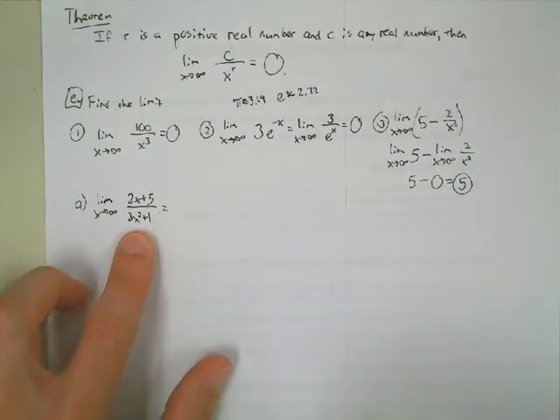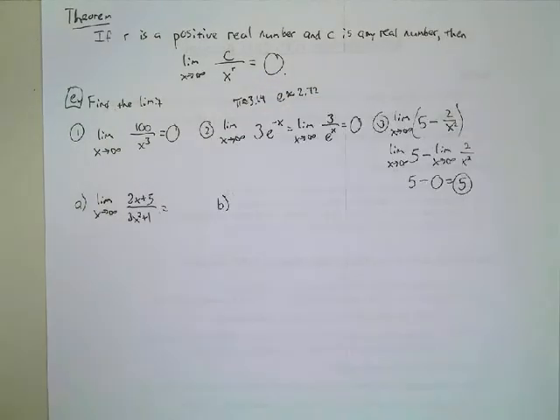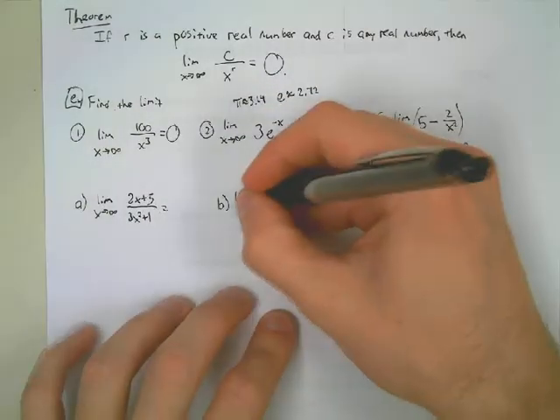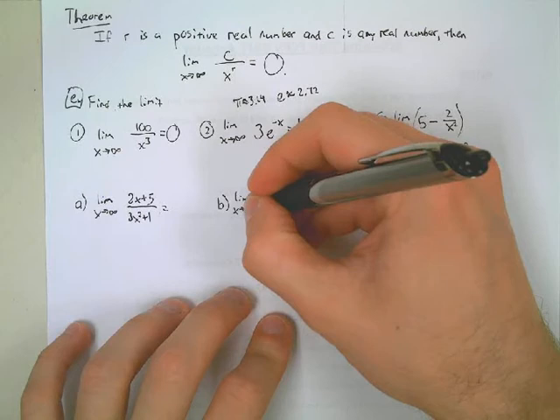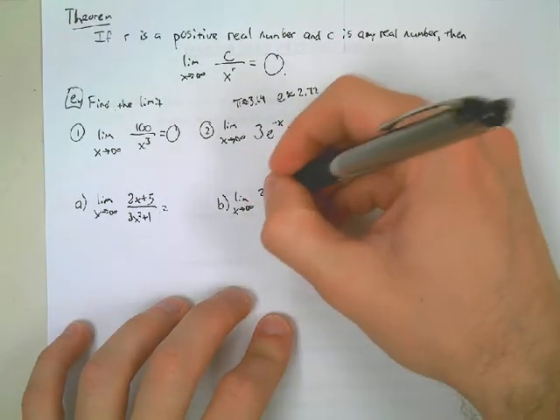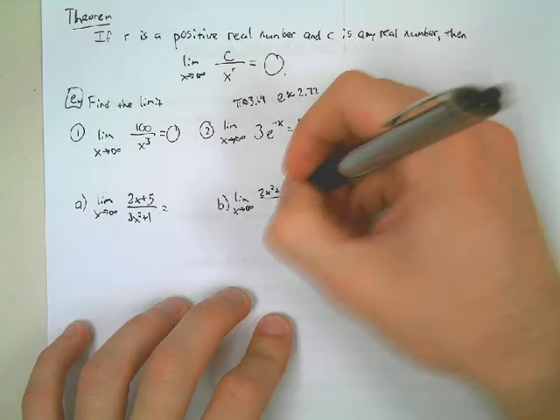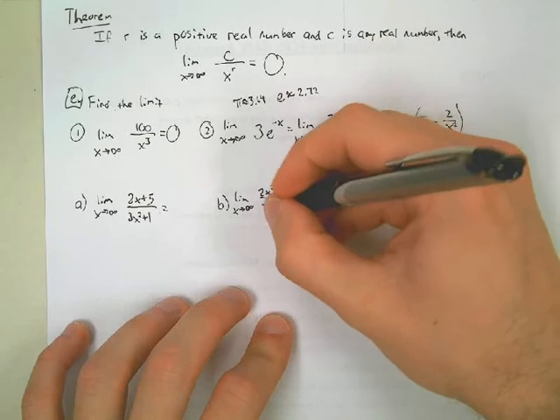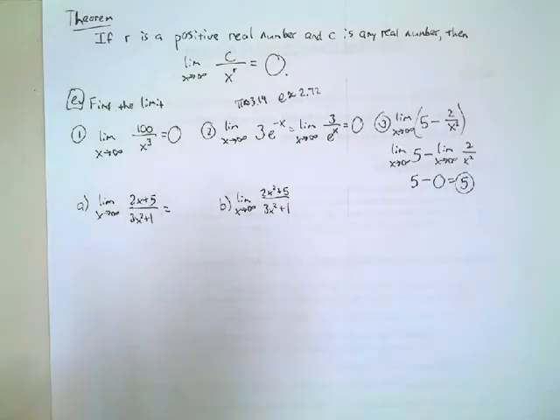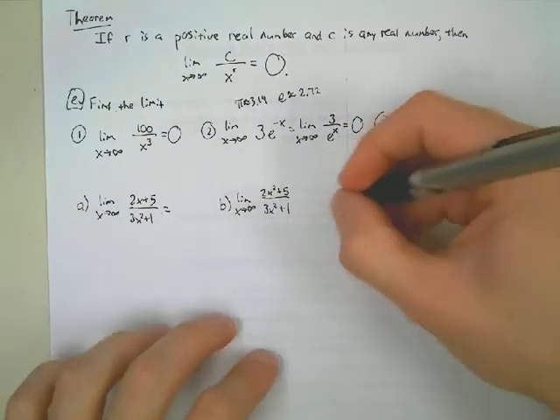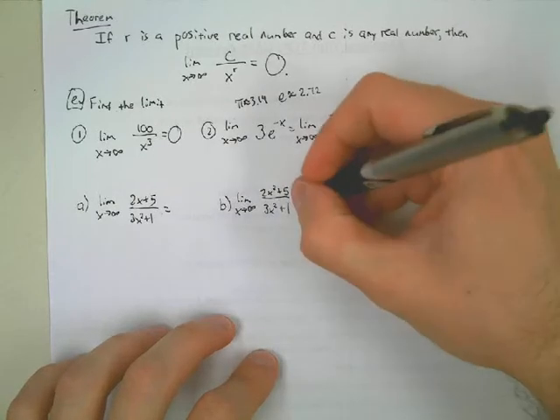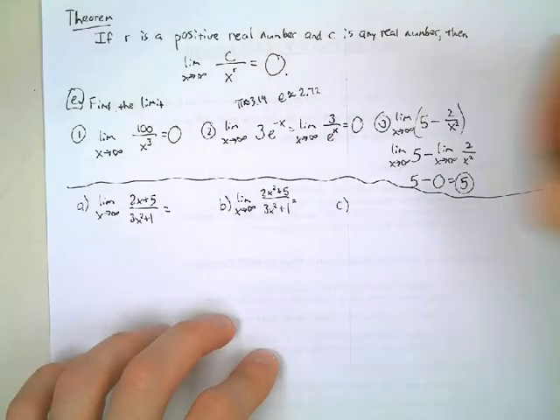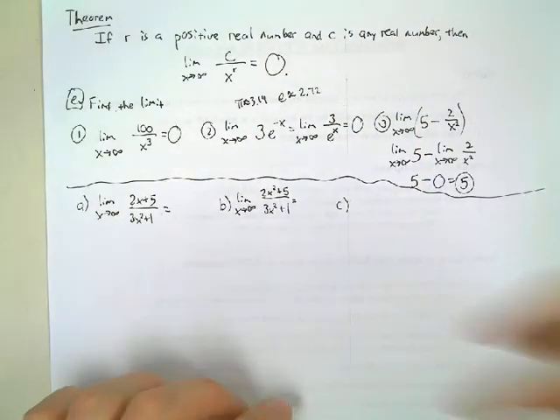Y'all in the middle: 2x squared plus 5 over 3x squared plus 1. So a slight difference for y'all in the middle. Okay? And then letter C. We use our calculators. Yeah, please use your calculators, or if you already know it, you can do it that way too.